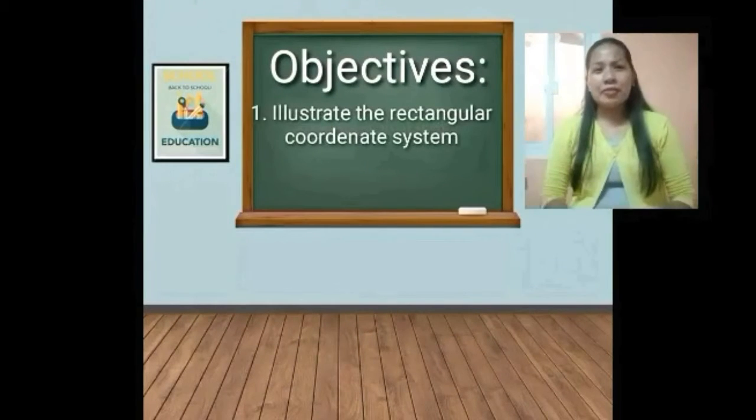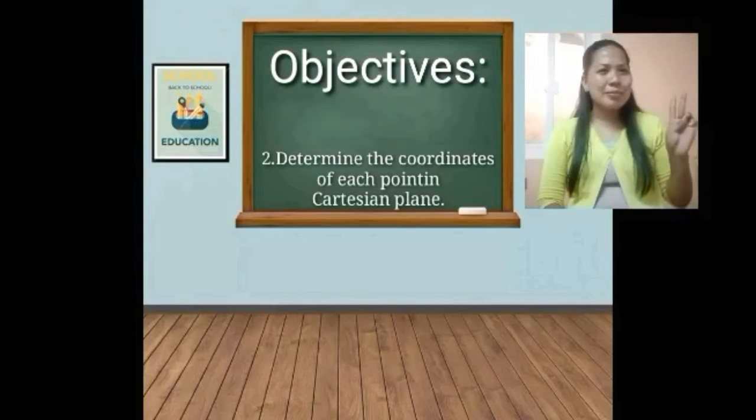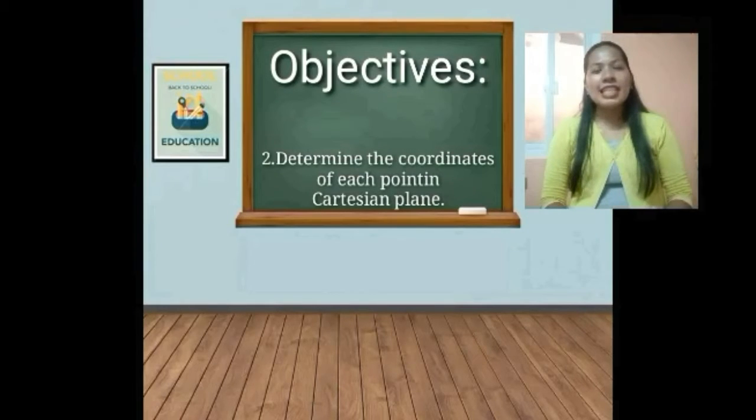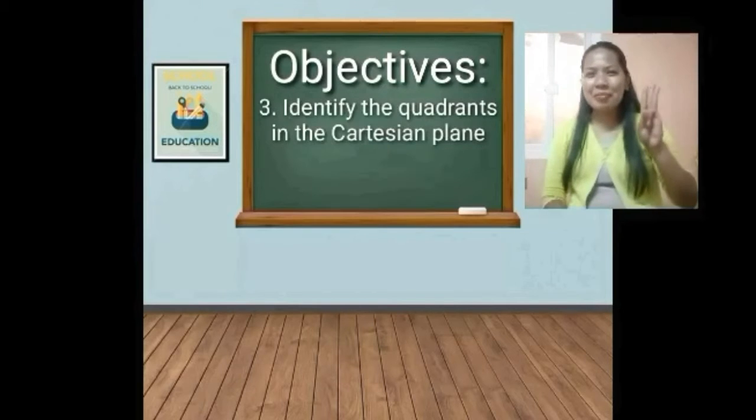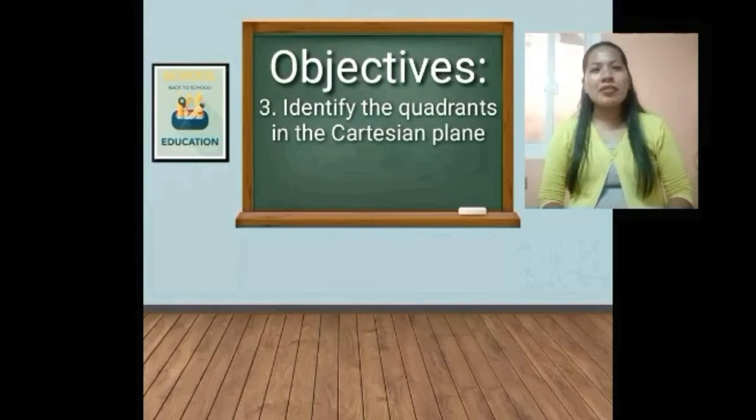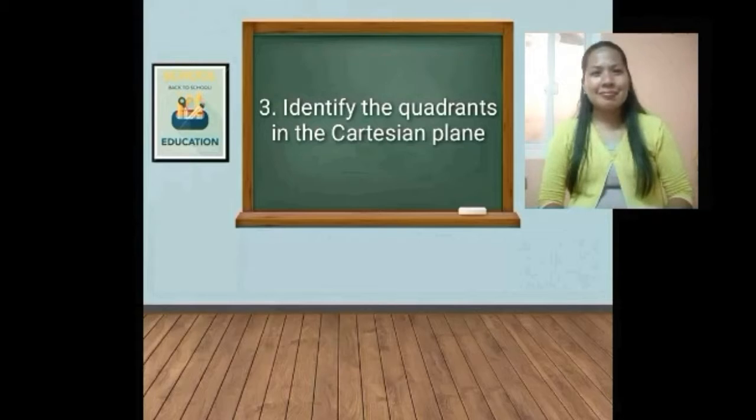Our objectives for today's discussion are: number 1, illustrate the rectangular coordinate system and its uses. Number 2, determine the coordinates of each point in the Cartesian plane. And lastly, number 3, identify the quadrants in the Cartesian plane.